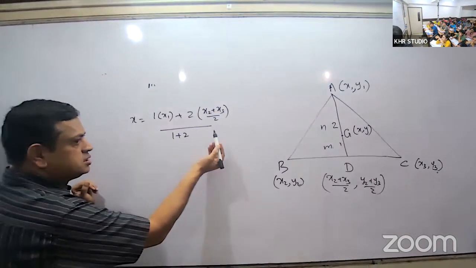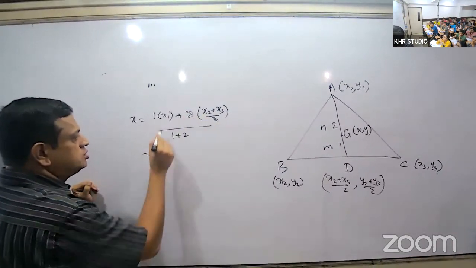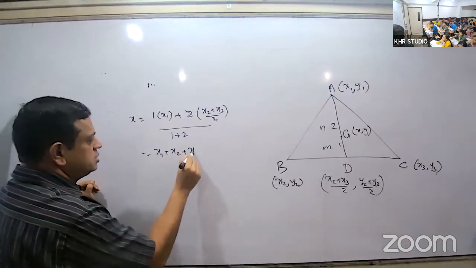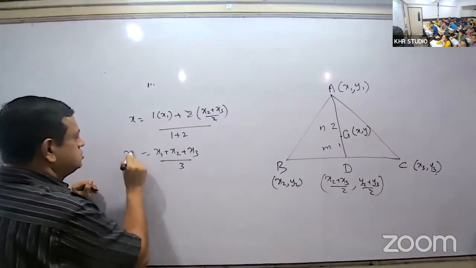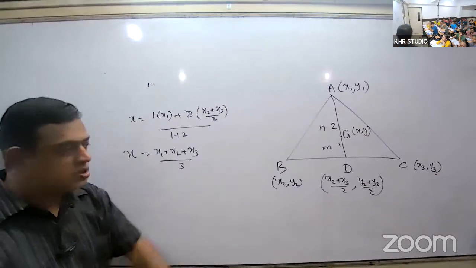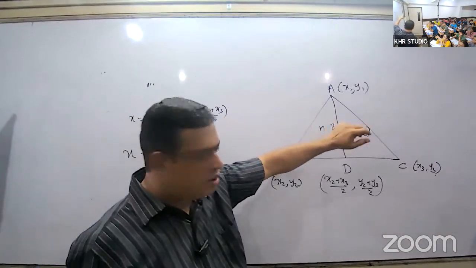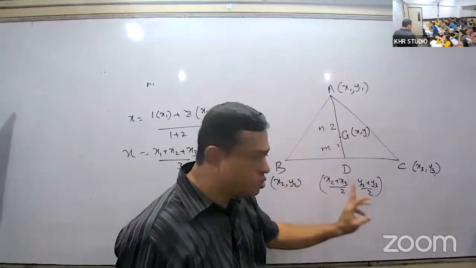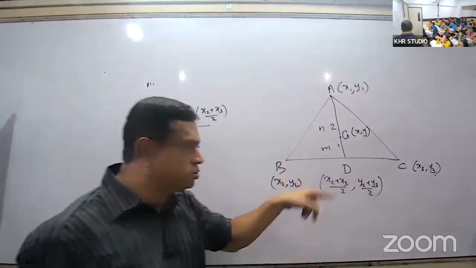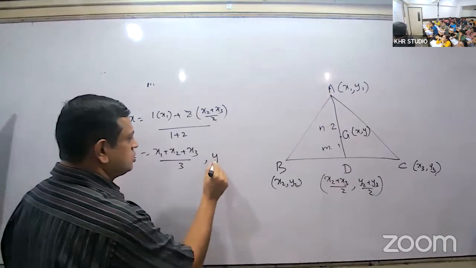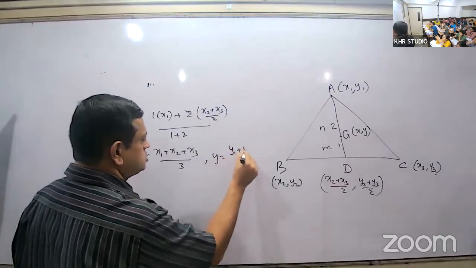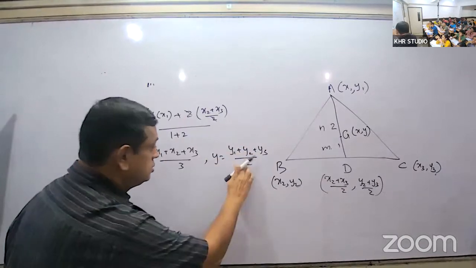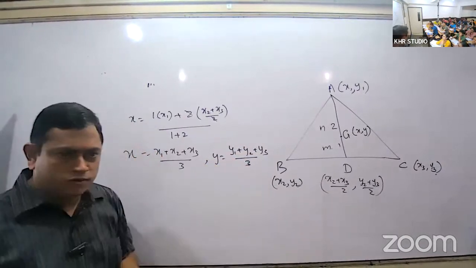Here what can you cancel? What is left out? x1 plus x2 plus x3 divided by 3. That is the x coordinate. In the same way, if you do the y coordinate, you get 1 into y1 plus 2 into (y2 plus y3) by 2. The 2 cancels. Therefore the y coordinate will come as y1 plus y2 plus y3 divided by 3. Have you followed?